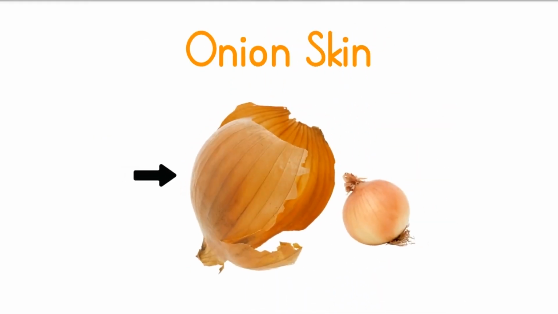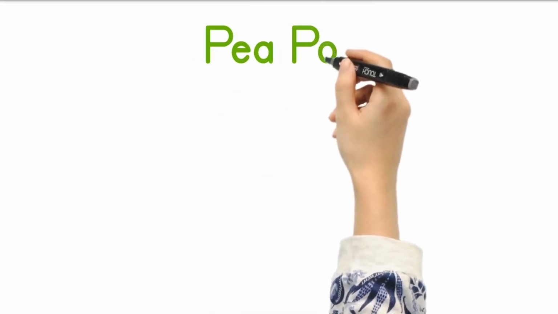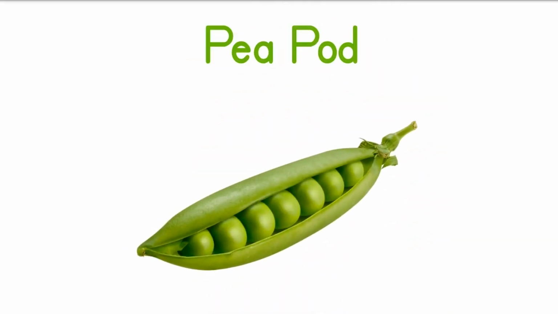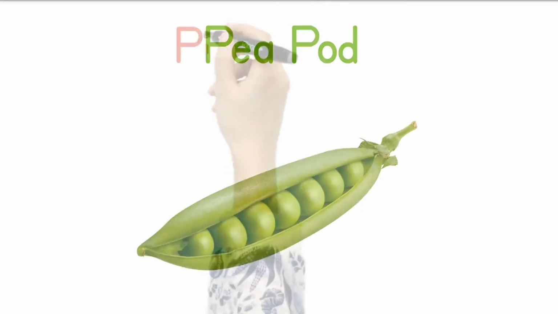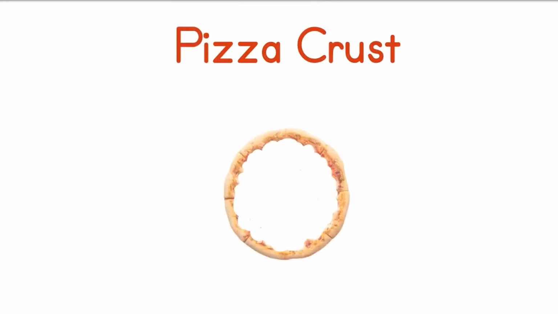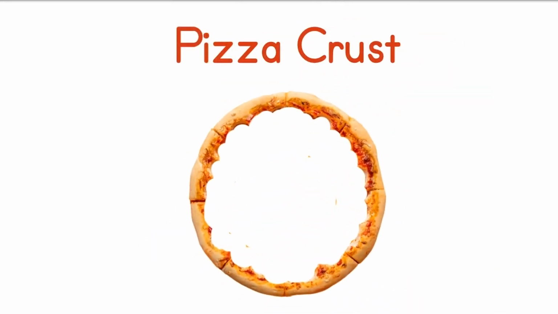Onion skin. We take off the skin before cooking. Pea pod. This is a pea pod. Inside are the peas. Pizza crust. This is the edge of the pizza. It's called the crust.